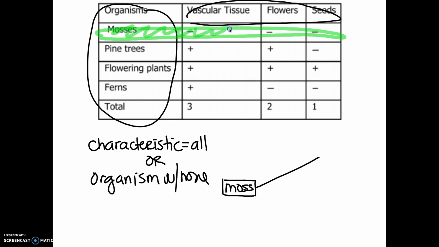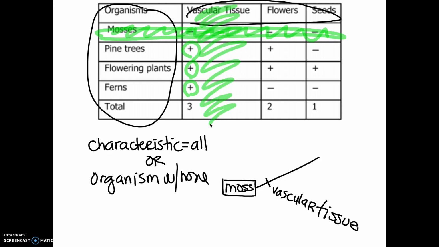Now that we've crossed off an organism, we're going to now go vertical and see what's the next characteristic, or what's the first characteristic that everybody after moss has. And you'll notice that would be vascular tissue. Everybody after moss, because we've crossed moss off, has vascular tissue. So that's going to come next, right here. Vascular tissue would be our first characteristic. Everybody has that. Now we're going to cross that off, and we're going to go back to horizontal.